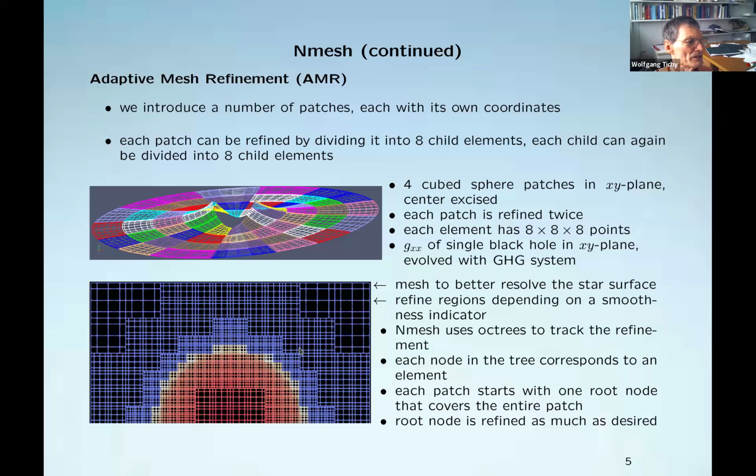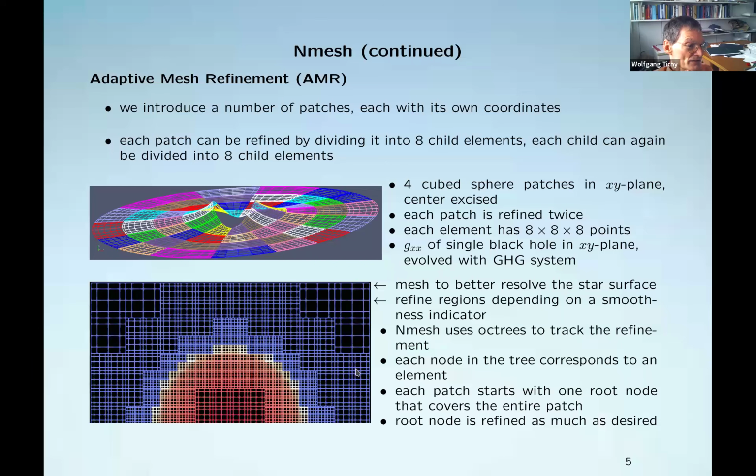And that's exactly what happened here. You had these elements, and some of them have been refined more than others. For example, there's little resolution here outside the star, and inside the star is also less resolution. Then around the star surface, these elements have been refined more. And so that's what you can do also.